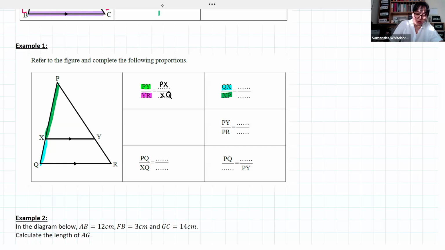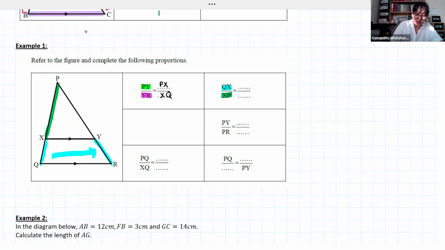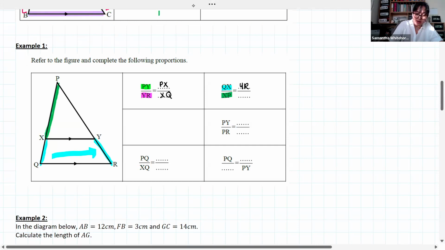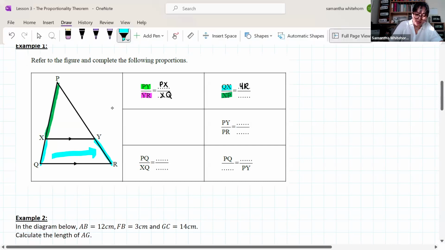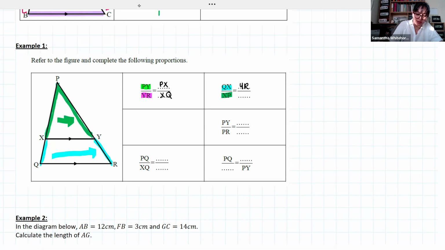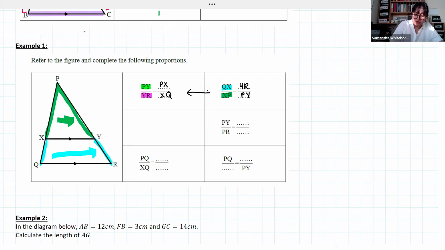So if we go to our numerator QX, that corresponds to YR. So in my ratio, I can write YR. If I go look at XP, XP corresponds to PY. And so again, in my ratio, I can now write in my denominator, PY. So these two are very, very similar to each other. We've just swapped them. There's nothing wrong with that. Okay, the ratio is still consistent.